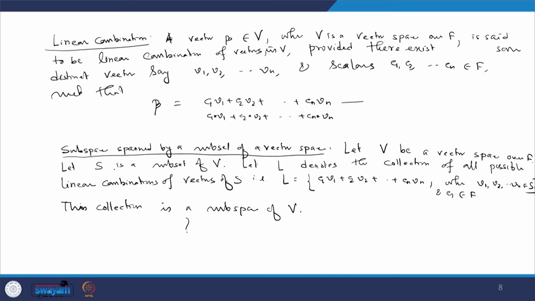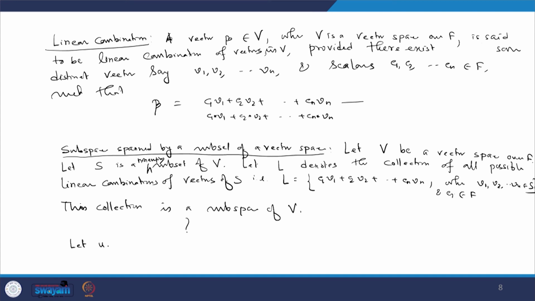Consider S to be a non-empty subset of V, please. Now, since the vector space is closed with respect to vector addition and scalar multiplication, each linear combination is also an element of V, please. So, therefore, I can say L is non-empty, please.